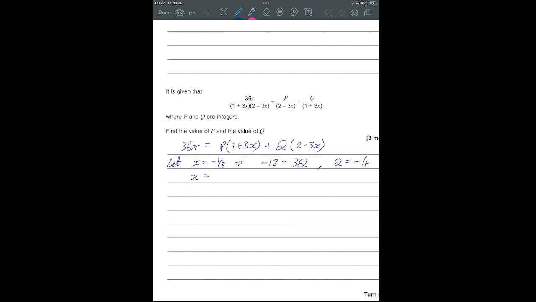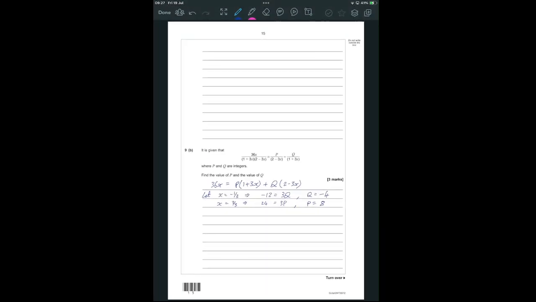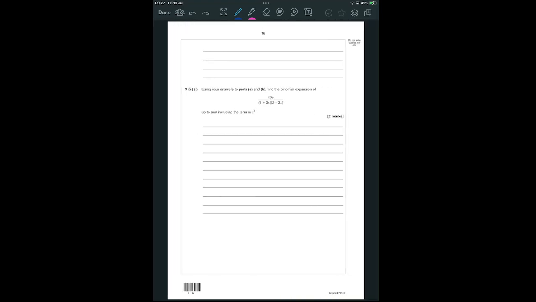And then the second value is when x is 2/3. So that's 24 equals, it's not going to be 3p. Yes, it is. 2/3 of 3 is 2 plus 1, and 2/3 into the q makes it disappear. So p equals 8. It just wanted me to find the values, so I found the values. q is -4, p is 8. And when you come to check, it's worth putting them back into here and actually combining those fractions together and checking that it does lead to a 36x on the numerator.